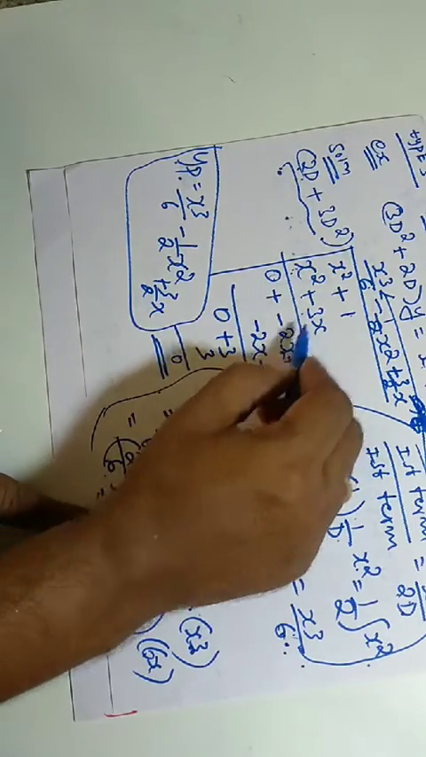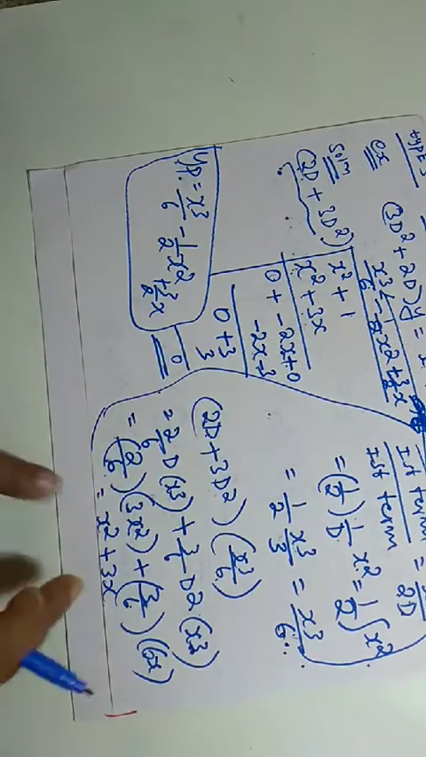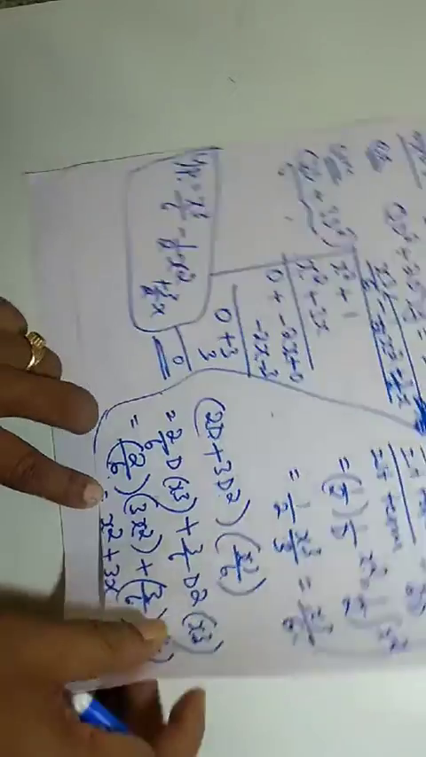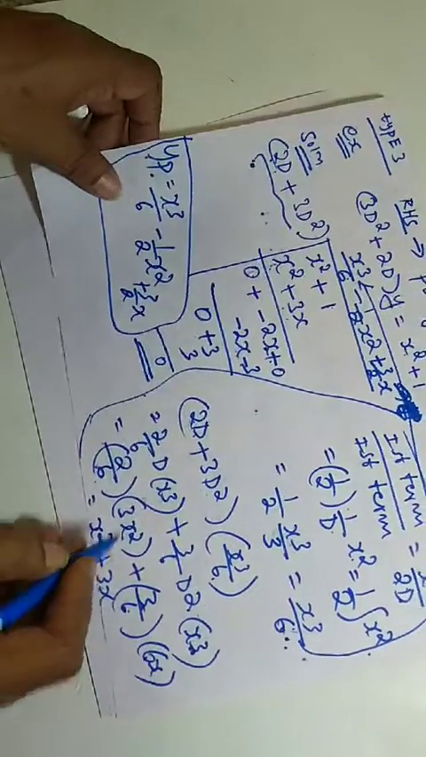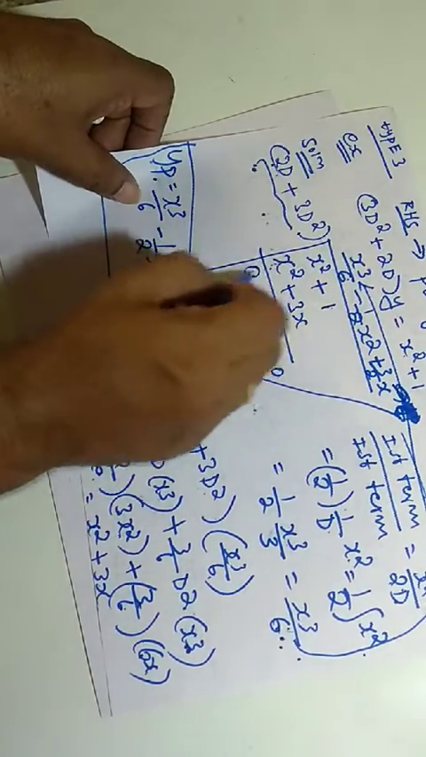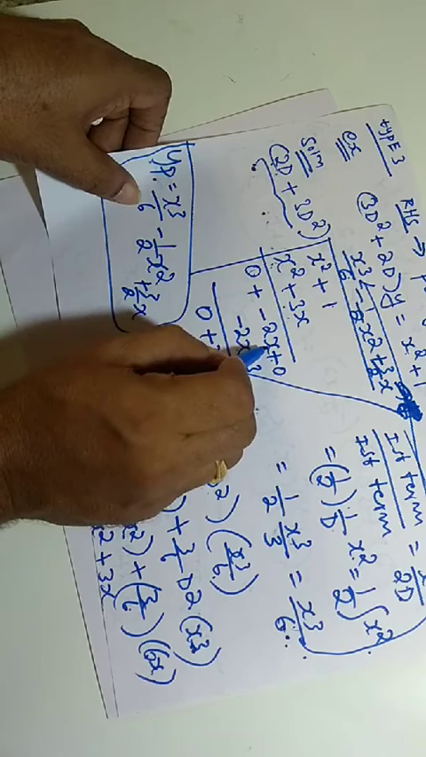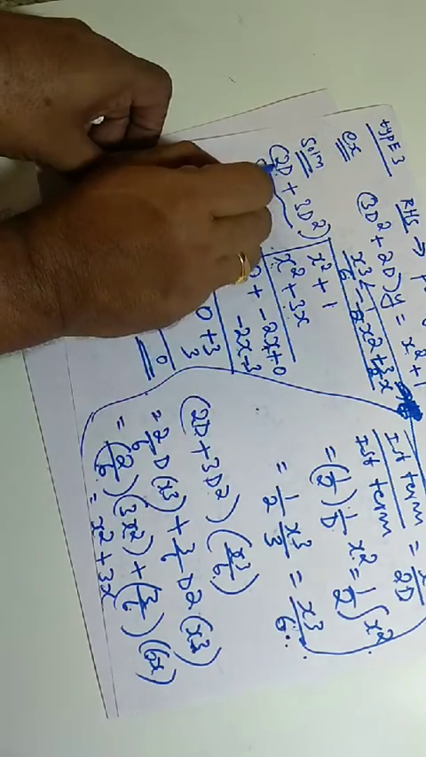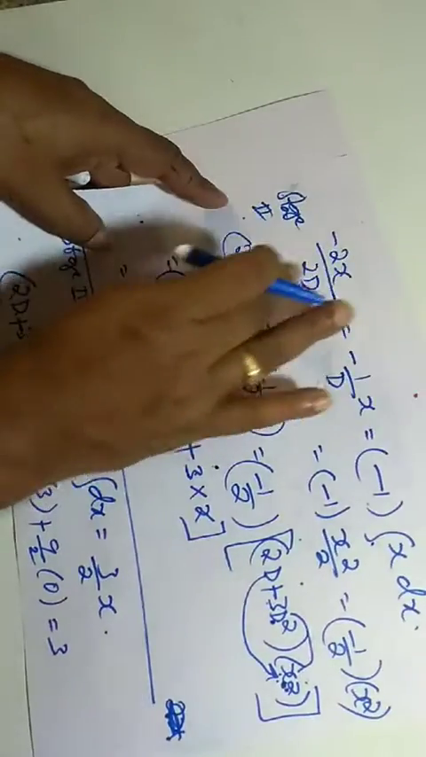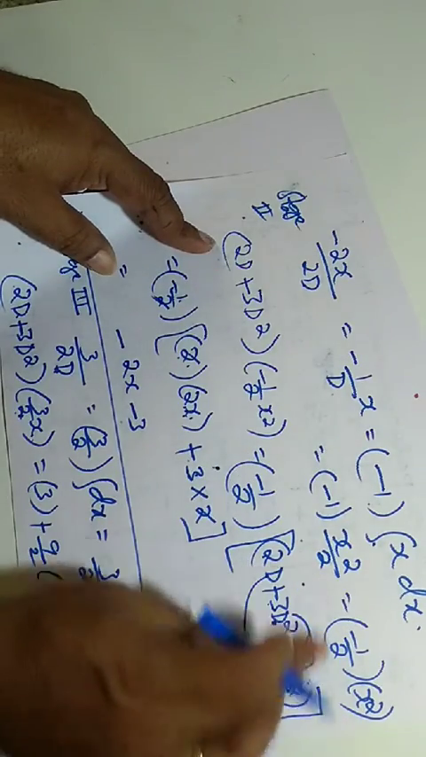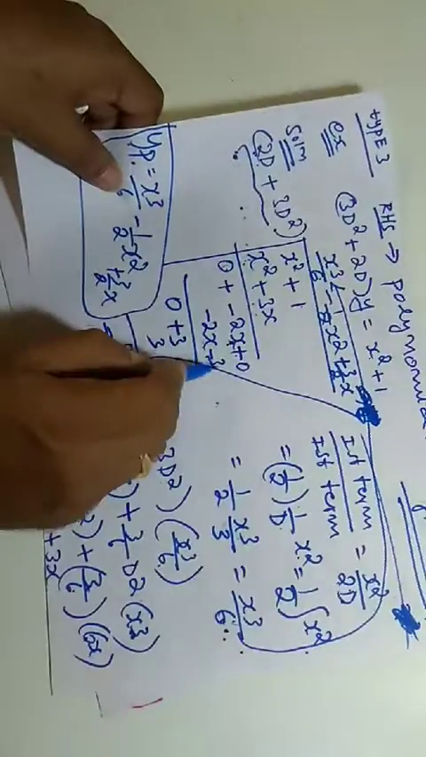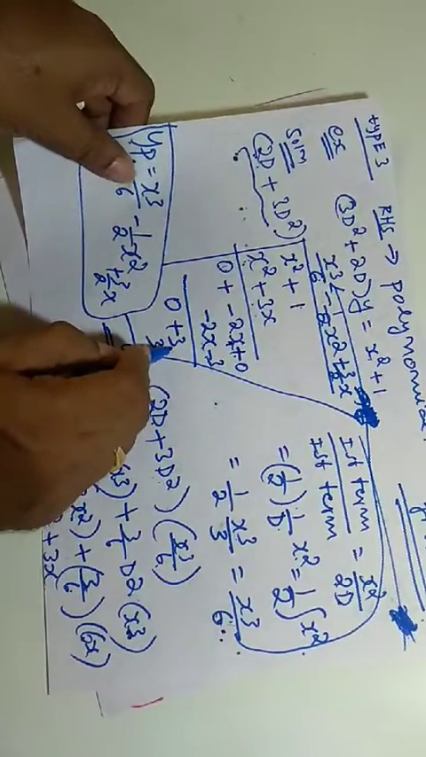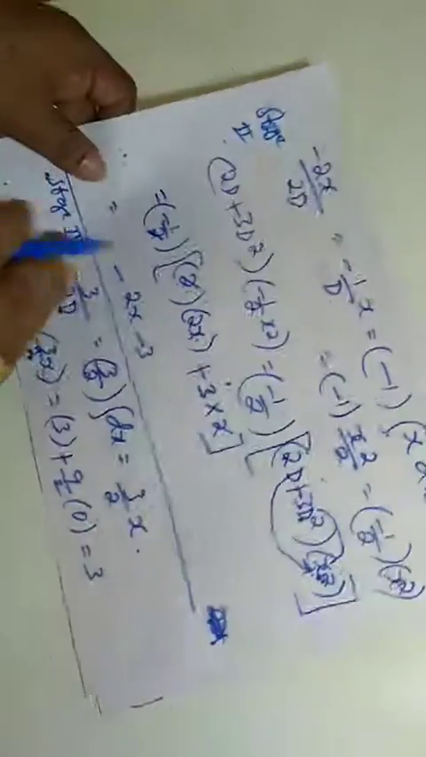Subtract, 0, minus 3x, minus 2x. Now this x squared plus 3x is there. Subtract, you are getting minus 2x. Now what is the first term here? Minus 2x. What is the first term? 2D. Minus 2x by 2D, then you are getting minus 2x minus 3. Subtract, you are getting 3. Again when you do first term by first term, you are getting... Okay, let us stop.